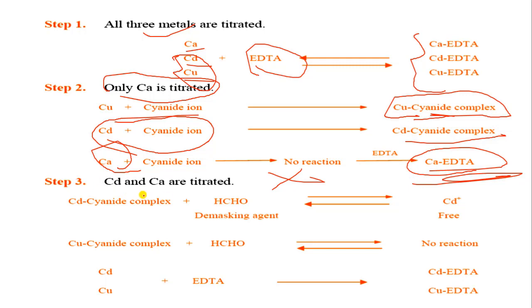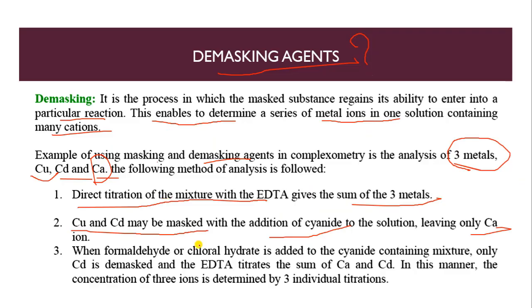Now in step 3, what do we have to do? When formaldehyde or chloral hydrate is added to the cyanide containing mixture, we add a demasking agent like formaldehyde or chloral hydrate to demask the cadmium. So cadmium is demasked and EDTA titrates the sum of calcium and cadmium, right? So in this manner, the concentration of three ions is determined by three individual titrations in one flask only.